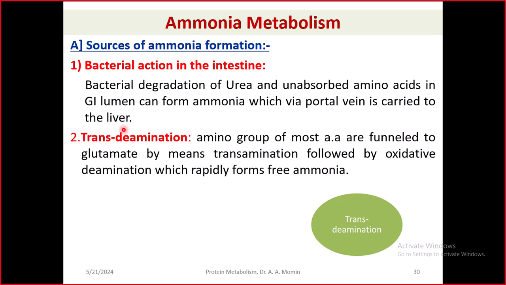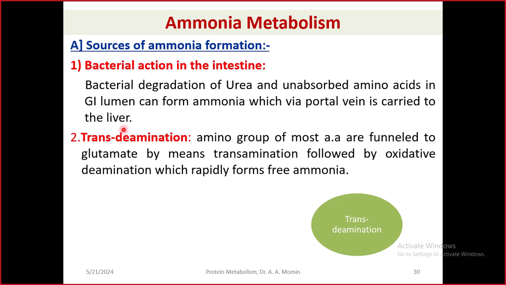The second source of ammonia is trans-deamination. Amino group of most amino acids are funneled to glutamate by means of transamination, followed by oxidative deamination, which rapidly forms free ammonia. As we have seen in the transamination reaction, one amino acid donates its amino group to a keto acid to form the second amino acid and second keto acid.